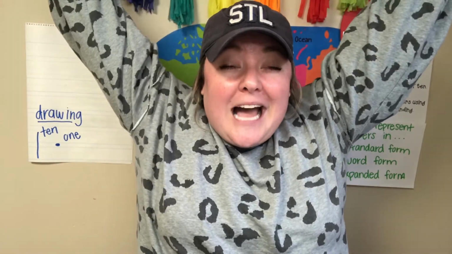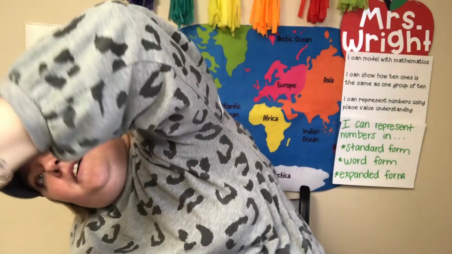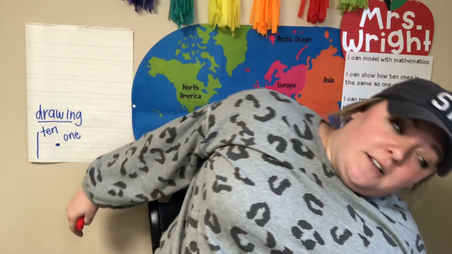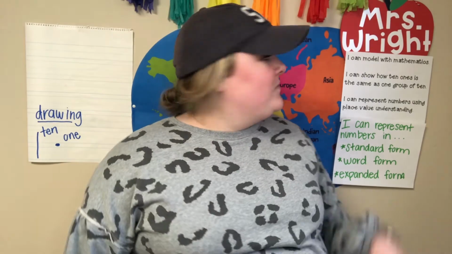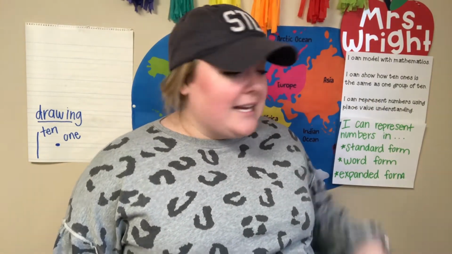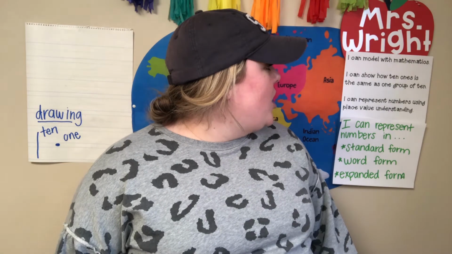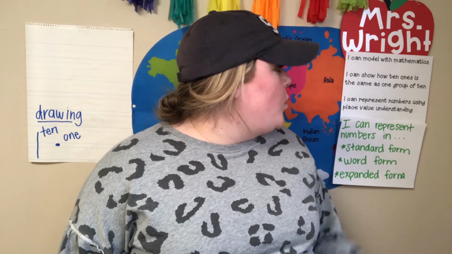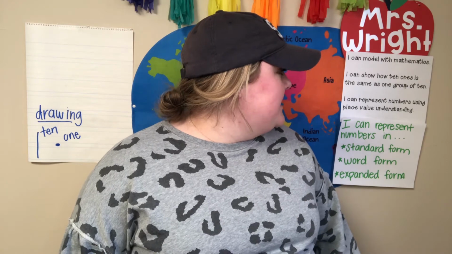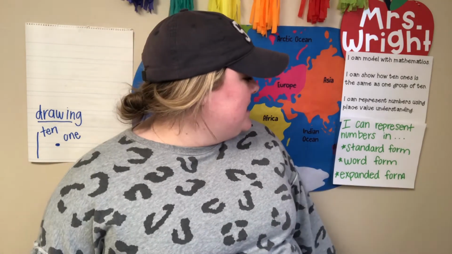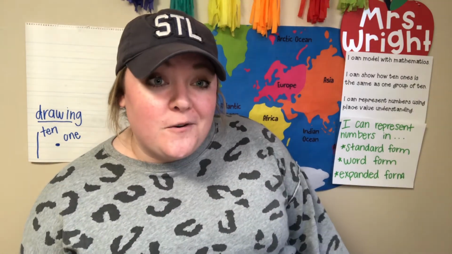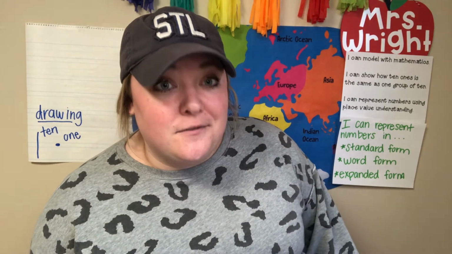So everybody stand up, reach up really high, and then bend over, touch your toes, reach up really high again, touch your toes on the other side, and keep doing that while I read the objectives. I can model with mathematics. I can show how 10 ones is the same as one group of 10. I can represent numbers using place value understanding, and we added an objective. I can represent numbers in standard form, word form, and expanded form.